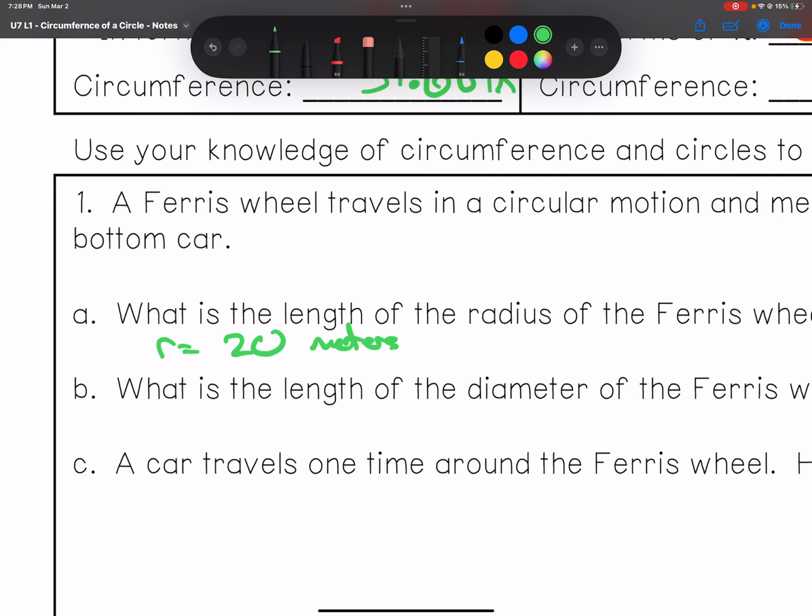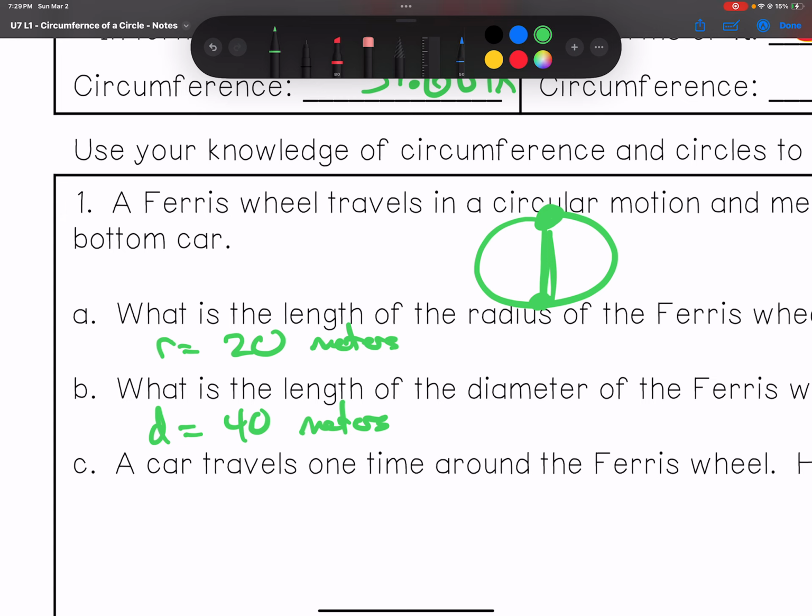And what is the length of the diameter? It was 40 meters. So the diameter is 40 meters because that was the length from the top to the bottom. Draw yourself a circle for your Ferris wheel. It said from the top to the bottom was 40. What is that? That's the diameter. So what is half? Half is the radius, which is 20. Okay?